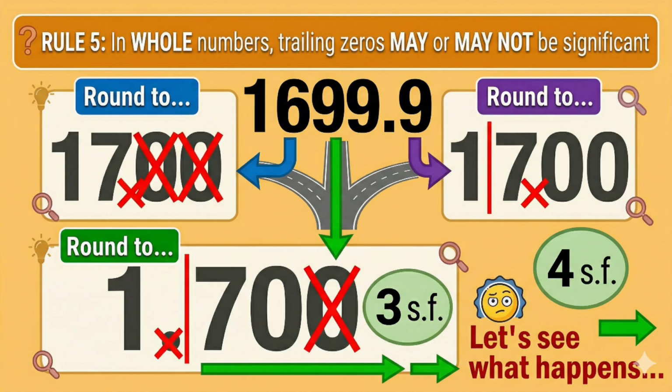Rule 5 is the tricky one. In a whole number, trailing zeros may or may not be significant. It depends on how the number was rounded. Let me show you with one example done 3 ways. We'll start with 1699.9 and round it 3 different ways. Watch what happens.